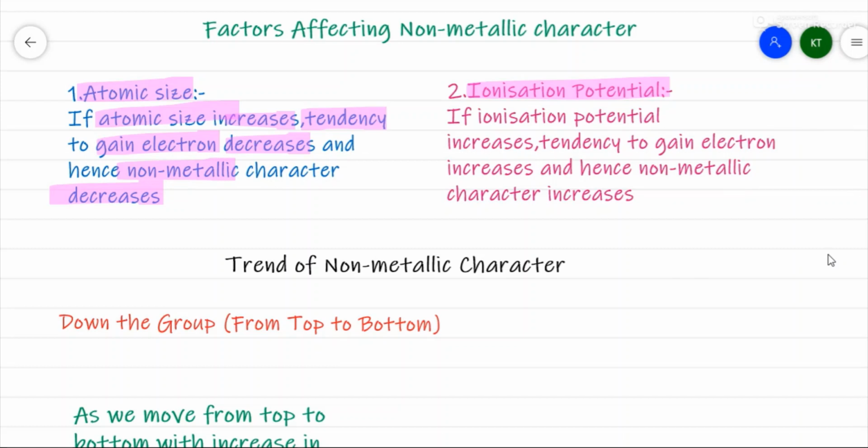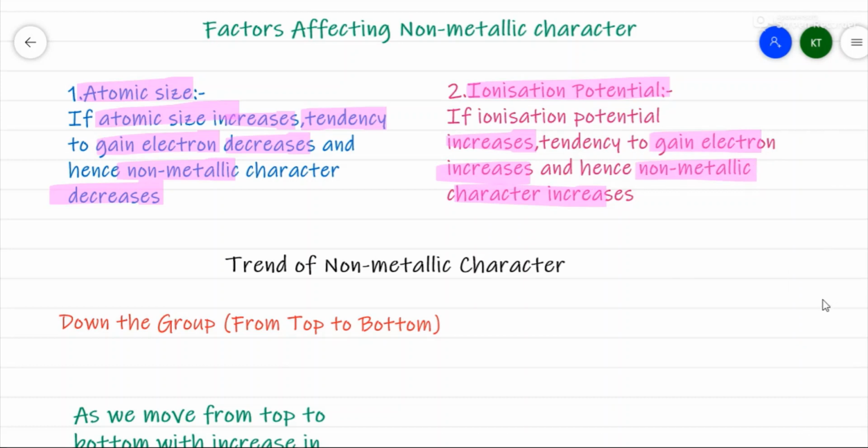Second factor, ionization potential. If ionization potential increases, my tendency to gain electron will increase because size decreases. If ionization potential is larger, that means electrons are tightly held, and that is possible if your size is smaller. So my tendency to gain electron will increase, hence non-metallic character will increase.